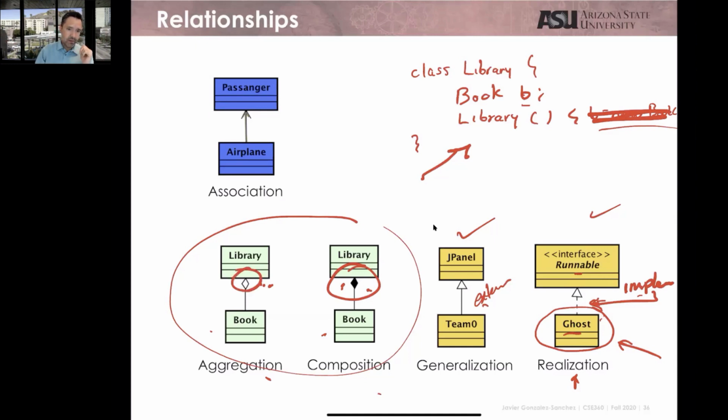I have aggregation. I have a variable. In the constructor, I am not giving a value, so that B is null. And maybe at some point I am going to put something there, but it's null at the beginning. It's going to be an aggregation. At some point, I am going to add a book to the library. White diamond, black diamond.